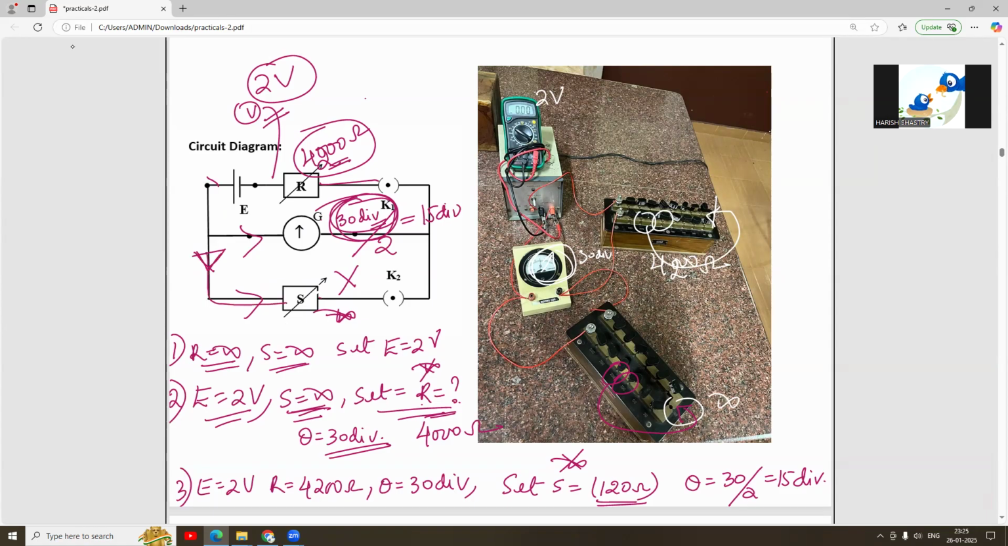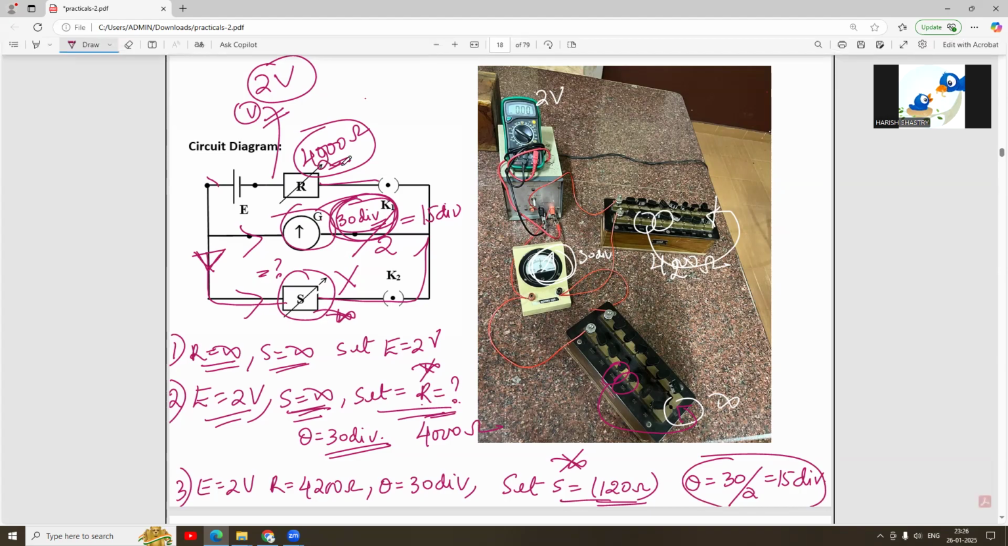So when 50% of the current flows through this, what is that resistance that you have to unplug, which is the same as the resistance of the galvanometer? Of course, that theory I don't touch now. So find out that S which produces half deflection in the galvanometer. That is the next step. So record all those values here in the tabular column.